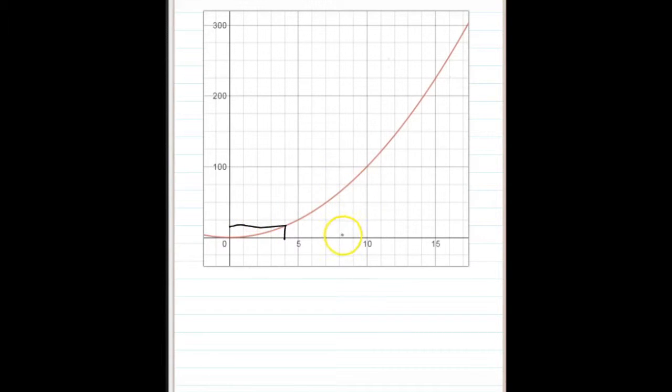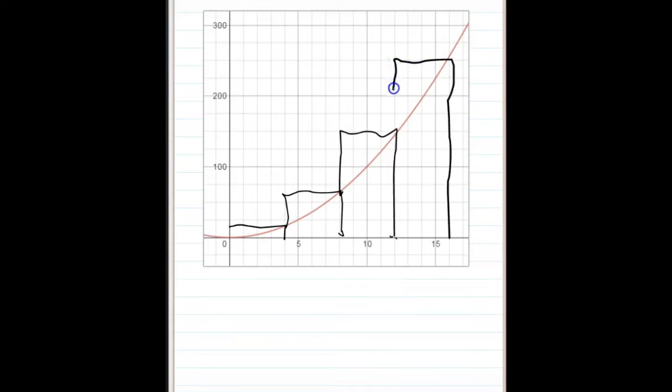Now I'm going to go over to 8, and then head on up. Head on over to 12. So what I'm doing here is going over to the x value that I need for the subinterval, drawing a line up to its corresponding y value on the graph, and then drawing the rectangle over to the left value of its subinterval. So I have one here from 0 to 4, 4 to 8, 8 to 12, and 12 to 16, just like it asked.